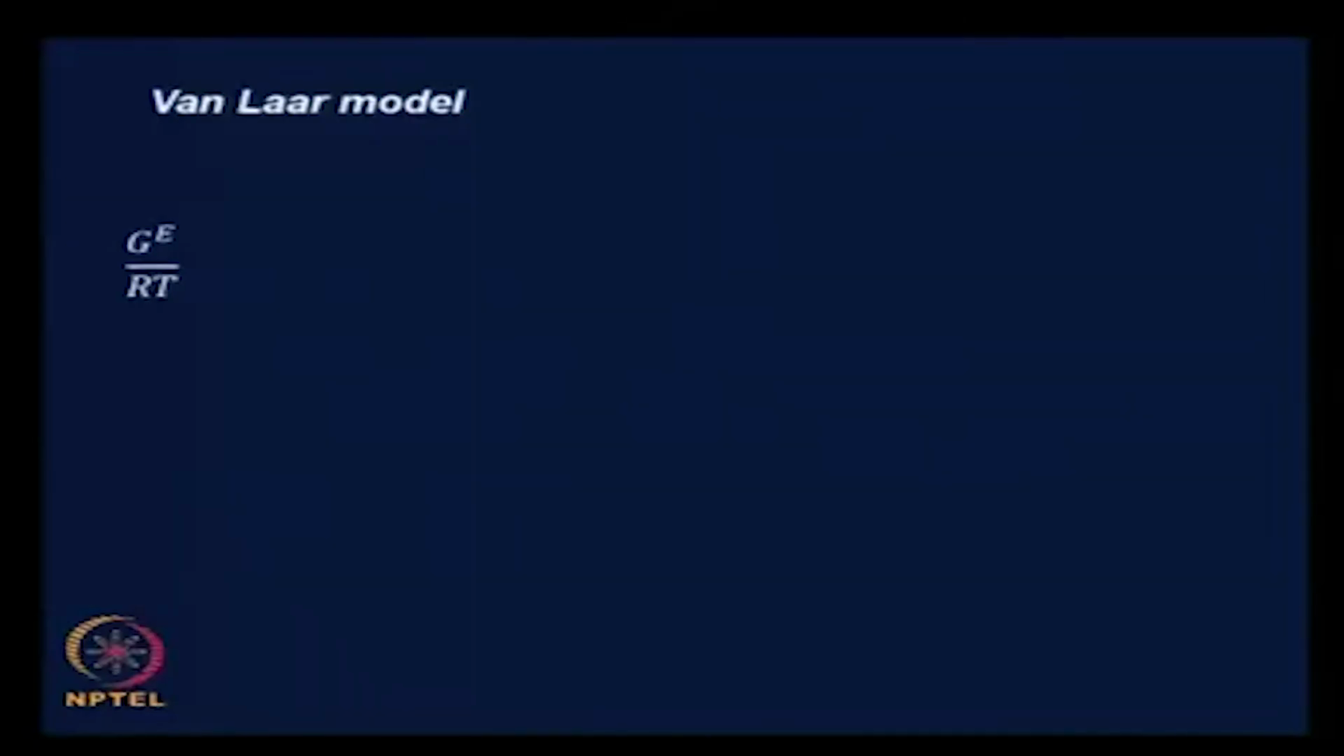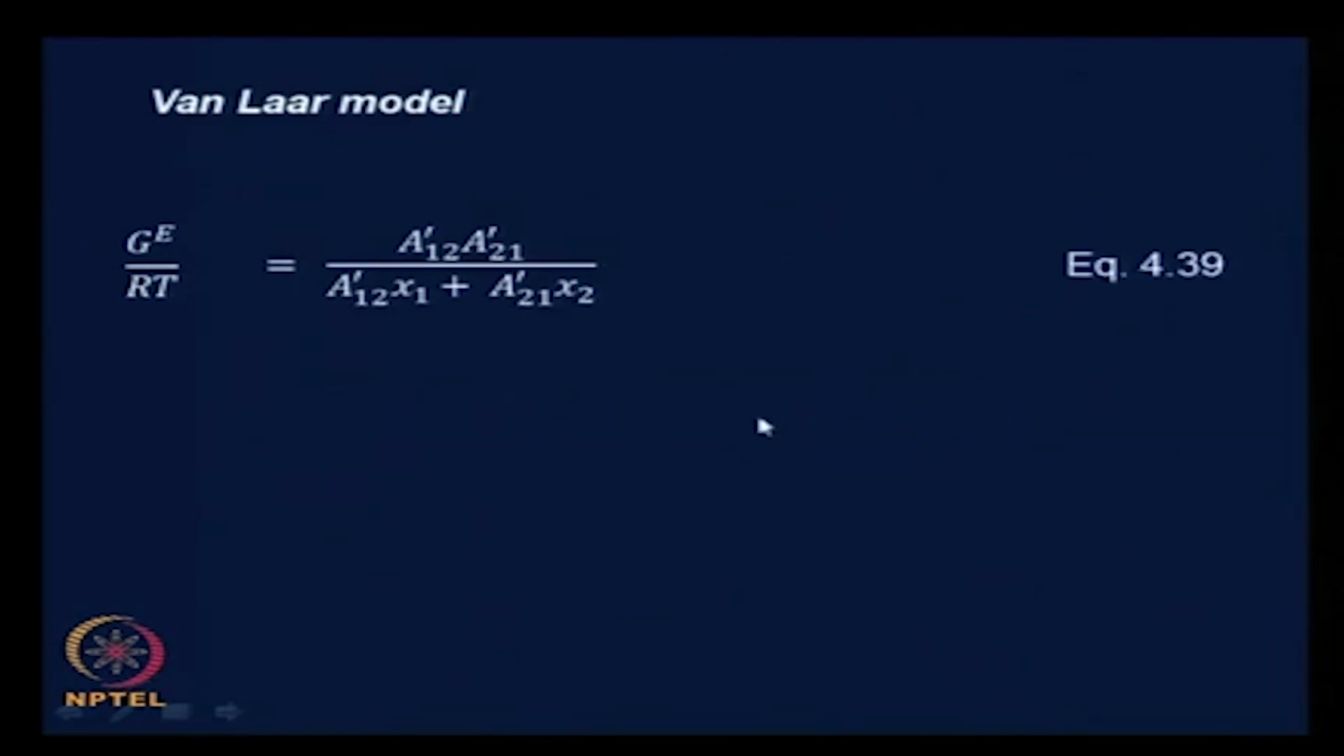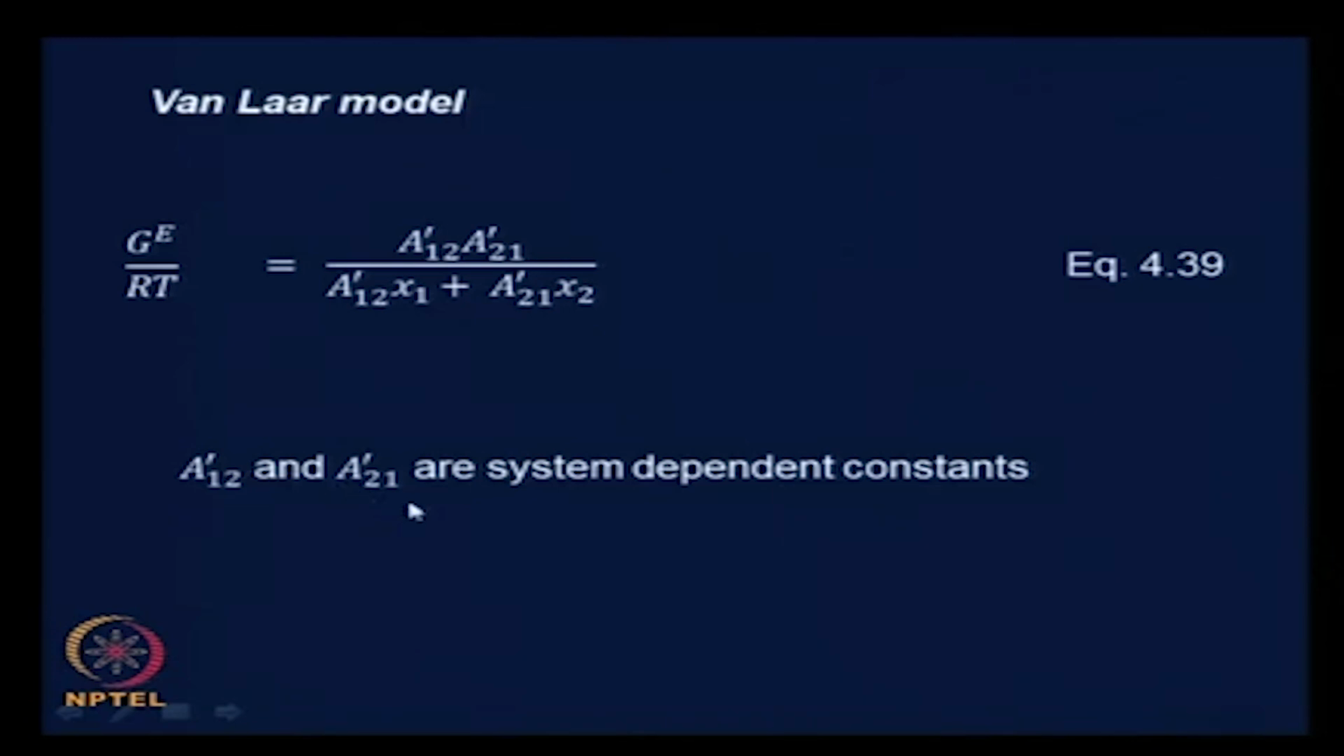There is another model for binary systems to find activity coefficients, which is called the Van Laar model. Of course, the model is for GE by RT. The Van Laar model says that GE by RT equals A12 dash A21 dash divided by A12 dash x1 plus A21 dash x2. This is equation 439, where A12 dash and A21 dash are system dependent constants. They are particular values for a given system.